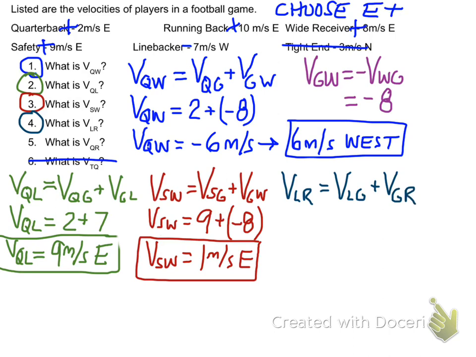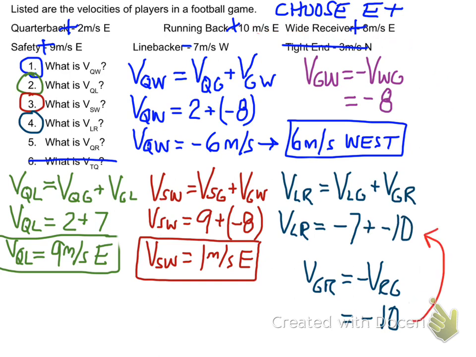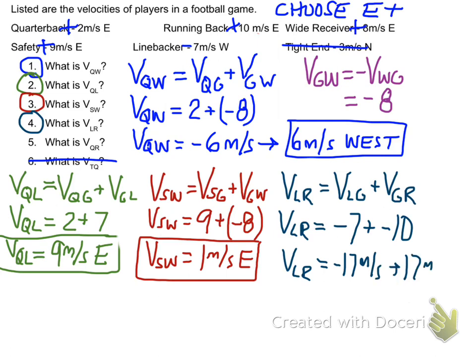Now we have linebacker, wide receiver. So linebacker ground plus ground receiver. R is running back, I'm sorry. So linebacker is negative 7 because it's 7 west. And the running back is 10 east, but we need to flip that because the subscripts are flipped, so it's negative 10. So that goes in there, and we get negative 17 meters per second, or 17 meters per second west.